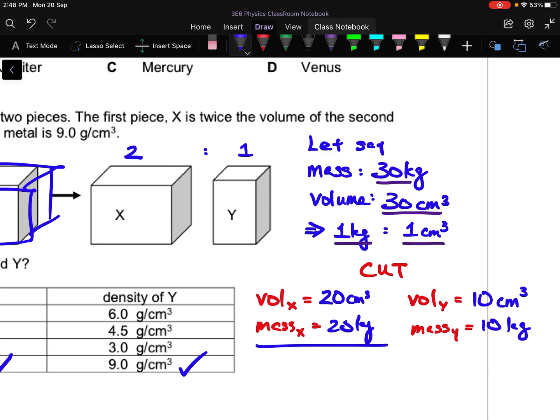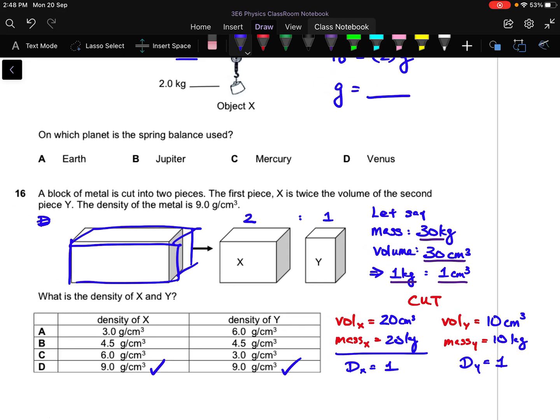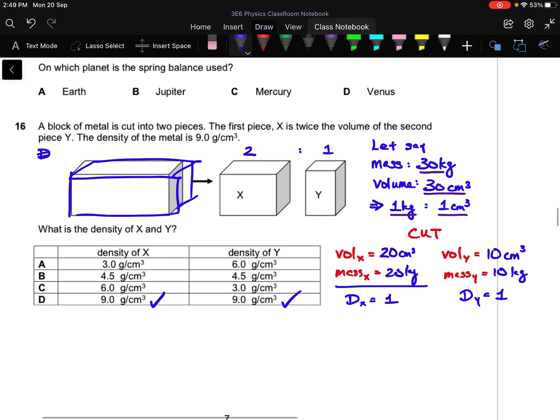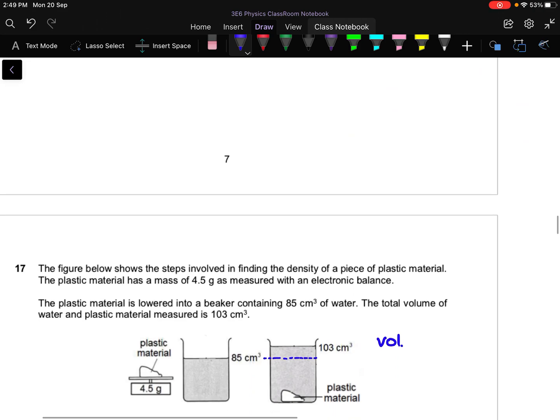Once you know that, you can work out the density of X, which will give you 1, and the density of Y, which will also give you 1. So no matter how you cut, you will get back the same density. Density only changes when you are changing the state or when you are heating or cooling, because there is expansion, but the mass is the same.